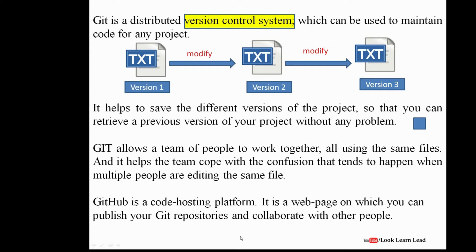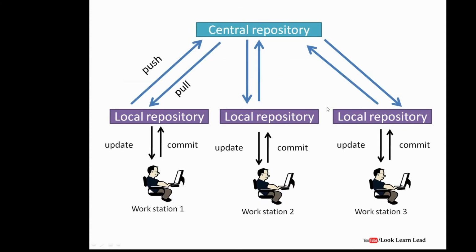So let's see how Git and GitHub collaborate with each other. Suppose this is a distributed version control system. That is, version control is distributed. Here we have a central repository, and in our case this central repository would be GitHub, where everyone would be posting. Next we have local repositories, and these local repositories would be our Git. It is a tool which is used for version control.